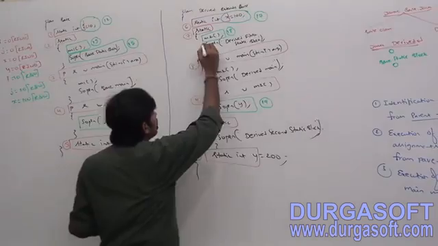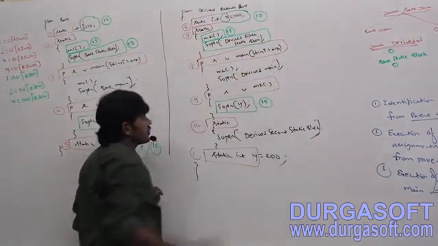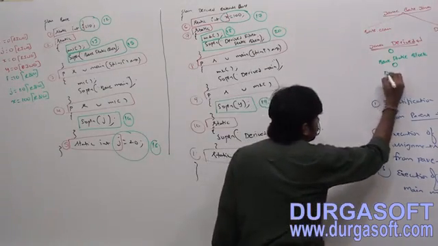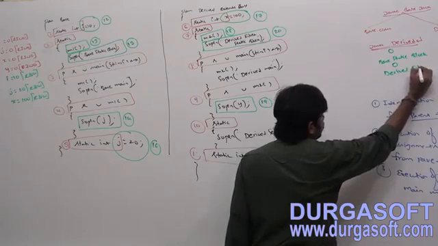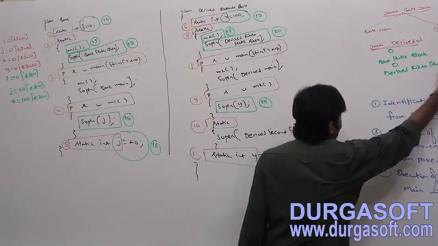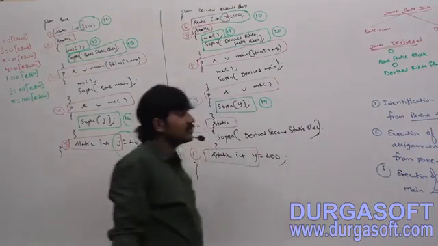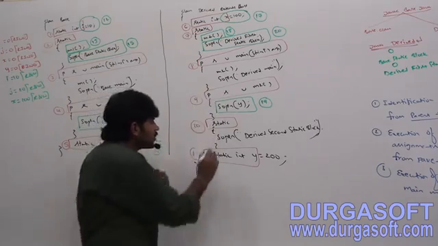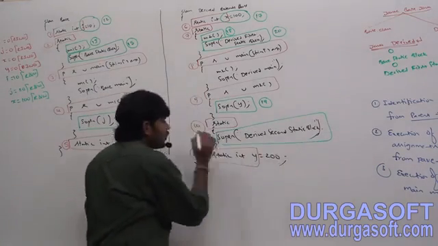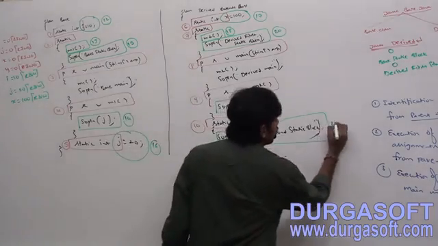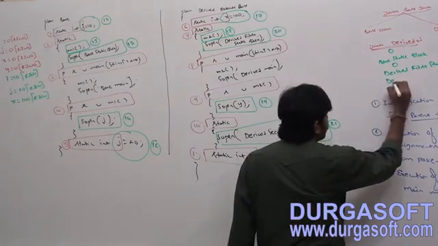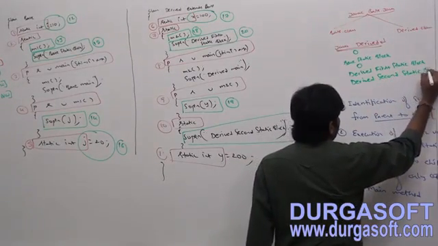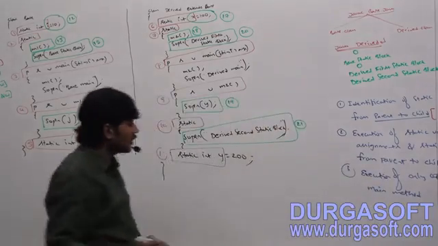Next, derived first static block. What is the step number? 20. Derived first static block, okay, completed. Main method I don't want, M2 I don't want. Second static block, derived second static block, what is the number? 21. Derived second static block. Are you getting?